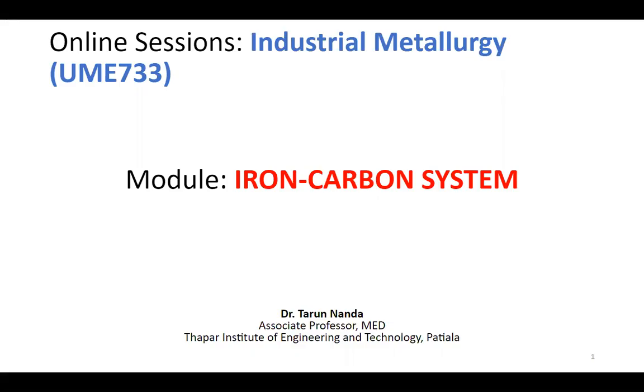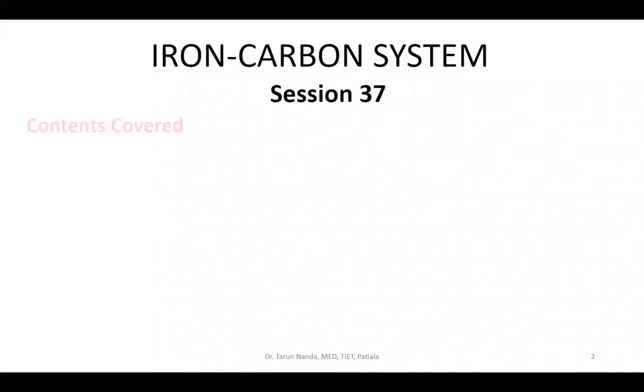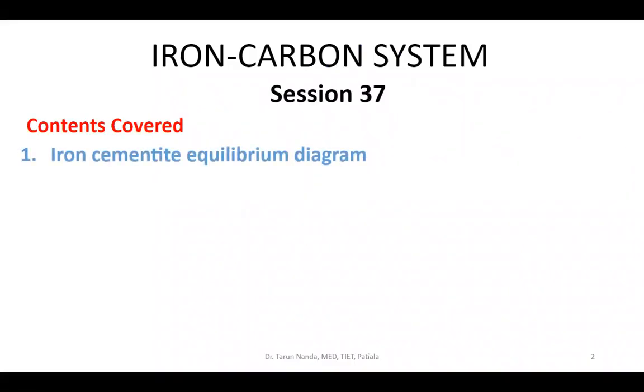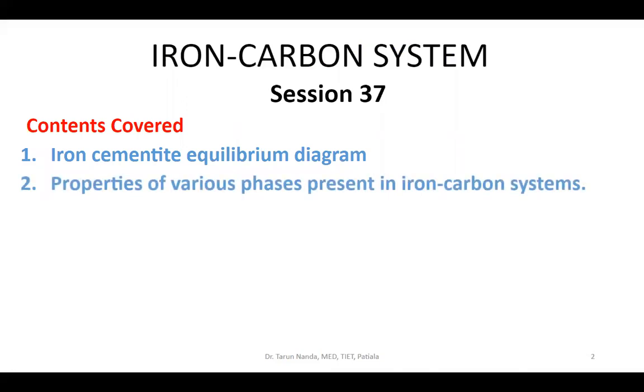This is session number 37 and we are covering a very interesting topic called the iron carbon system. I introduced this particular material system to you in the last session, and this is what we are going to cover in this particular session: the iron cementite equilibrium diagram, or what is also called the iron carbide equilibrium diagram. Before we go into the details of this diagram, first we'll see what the characteristic properties and meaning of various phases are that are seen on this diagram.